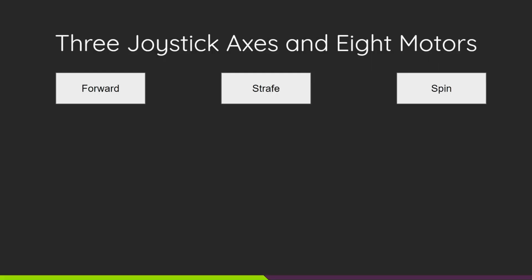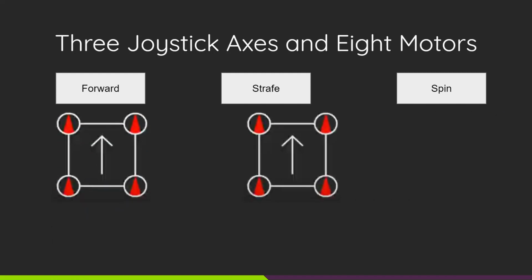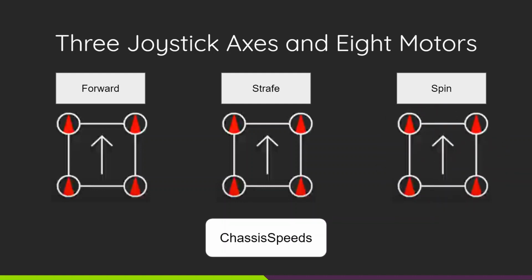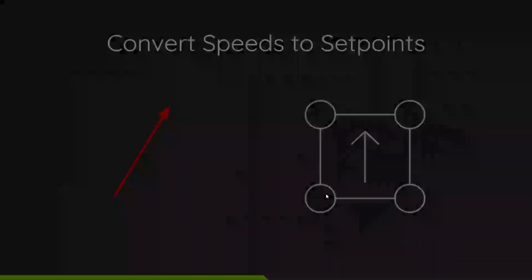Okay, there's three different ways that our swerve drivetrain can move. It can move forward, it can also strafe, and it can also spin in place. The way we control all these different kinds of motions is through a class called ChassisSpeeds in WPILib that takes basically these three joystick inputs and converts them to speeds the robot can drive at.